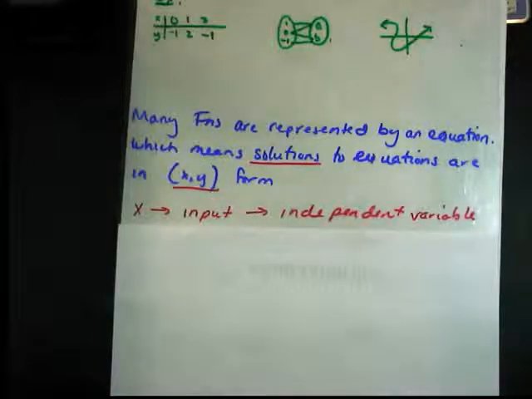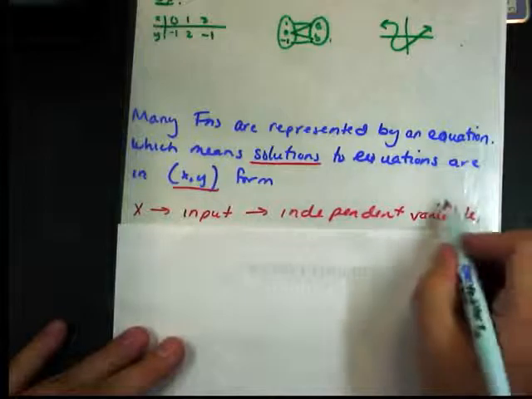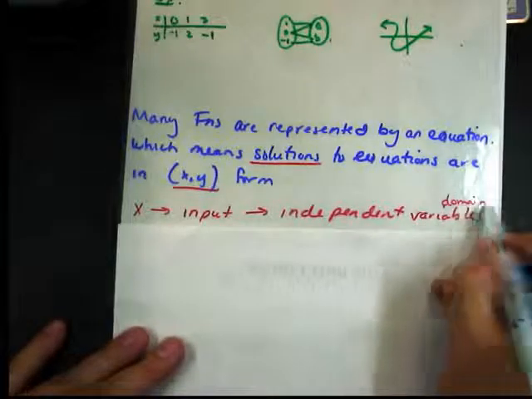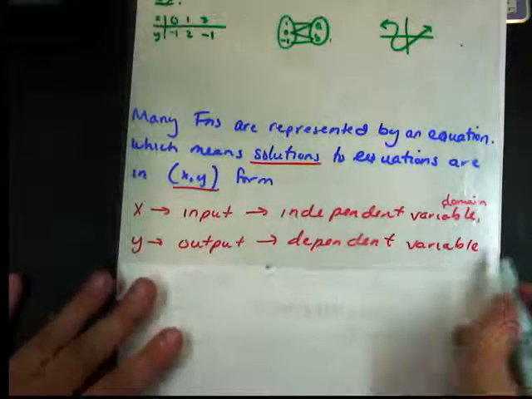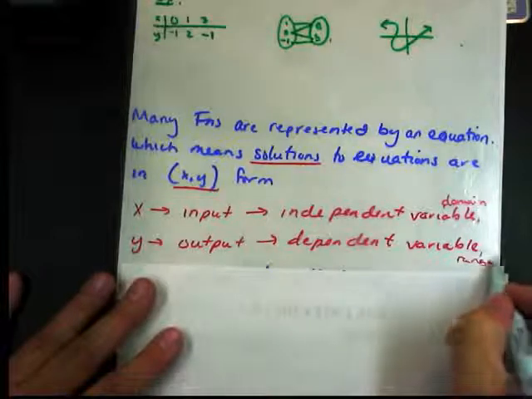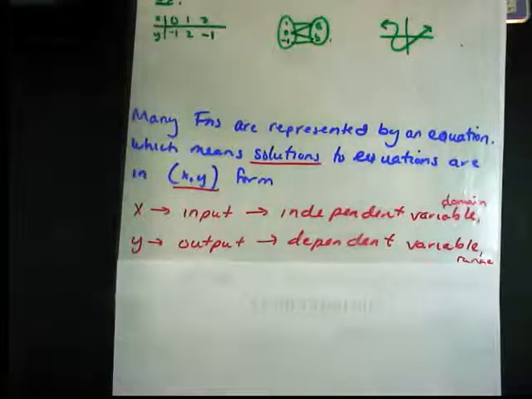X, we've talked about a little bit, is the input values. It's also known as the independent variable and domain. So the y's are our outputs, which makes it the dependent variable and the range.